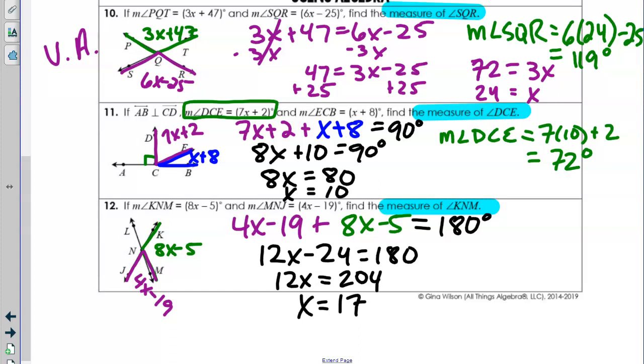Now how do I find the measure of angle KNM? 4 times 17? No, that would be NJ, but it's asking for KNM. 8 times 17 minus 5. What is 8 times 17 minus 5? 131. Very good. Any questions on that page?